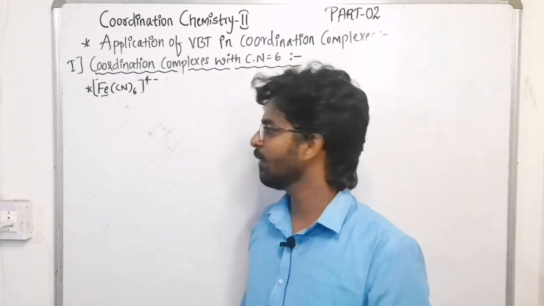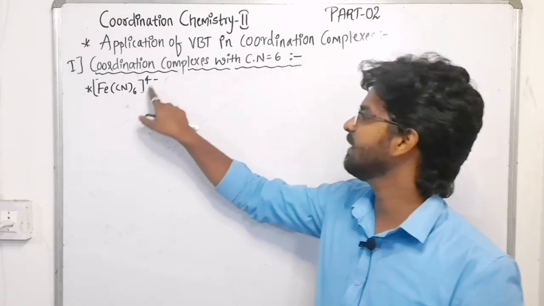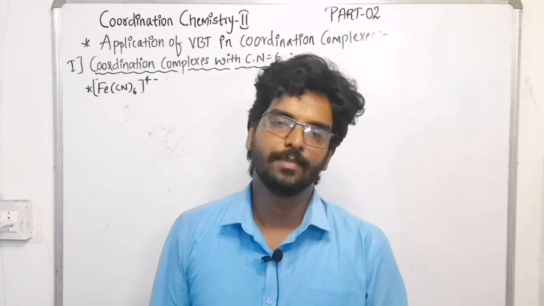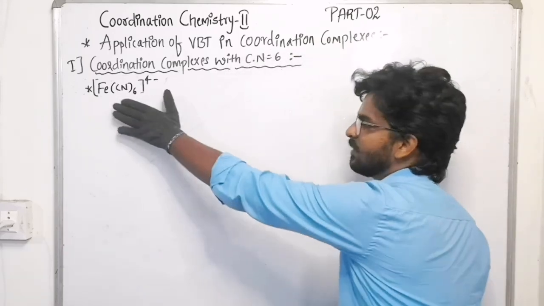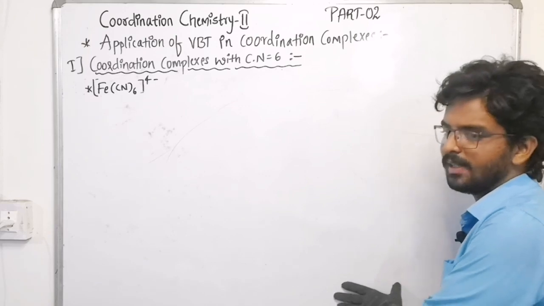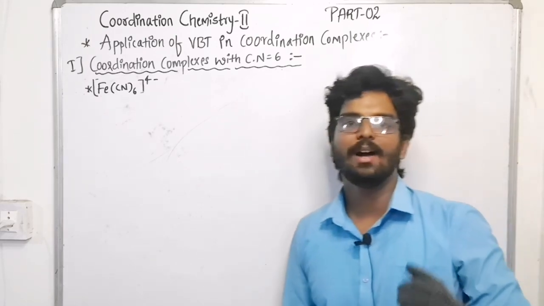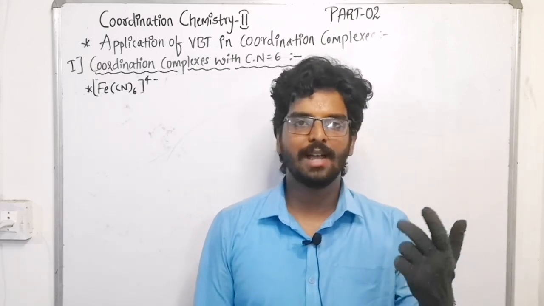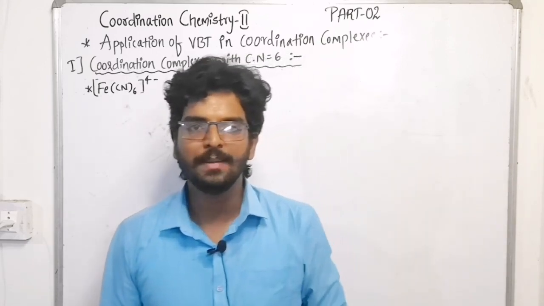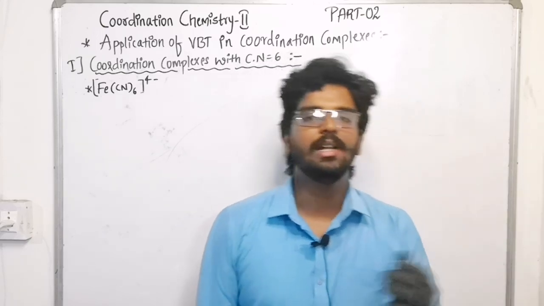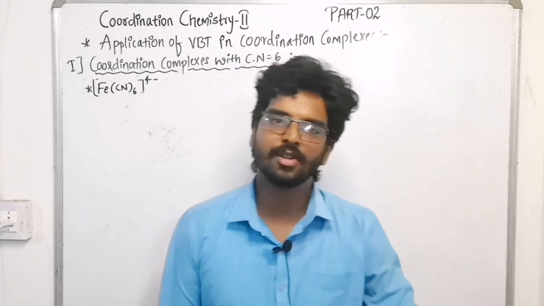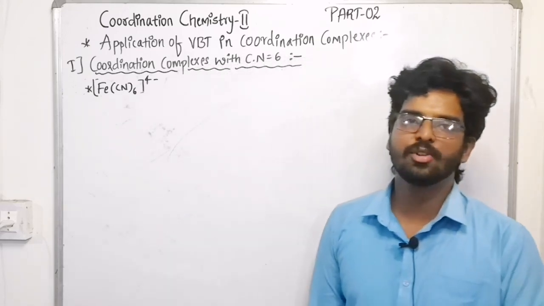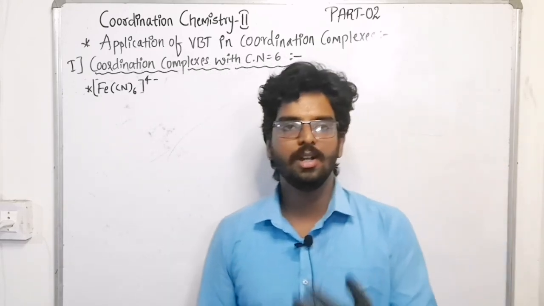So the first complex is what? [Fe(CN)6]4- ion, that is a coordination complex ion. Now we will apply the VBT to this complex and figure out the results: what type of hybridization it is undergoing, which type of geometry it has, whether it is paramagnetic or diamagnetic, whether it is an outer complex or an inner complex, or whether it is a high spin complex or a low spin complex. All these results can be drawn with the help of the application of VBT for a given coordination complex.